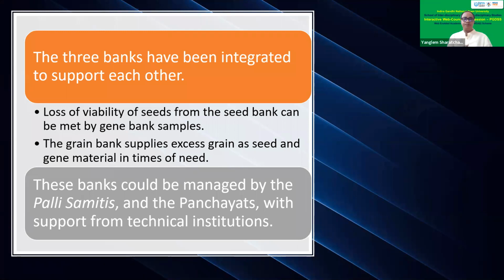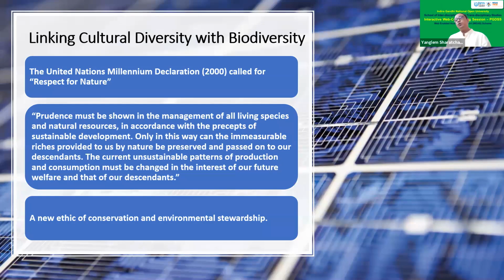They support each other. First, loss of viability of seeds from the seed bank can be met by gene bank samples, right? In the seed bank, you give seeds for the next cropping season, but the purpose of your gene bank is long-term storage. When viable seed is not available in your seed bank, then we can use seeds from the vault of the gene bank. In the same way, the grain bank can supply excess grain, seed, and genetic material in times of need, right? If you have properly managed that, it can be managed by the local community. So this is how you effectively implement community-based natural resource management. This is one of the approaches, right?